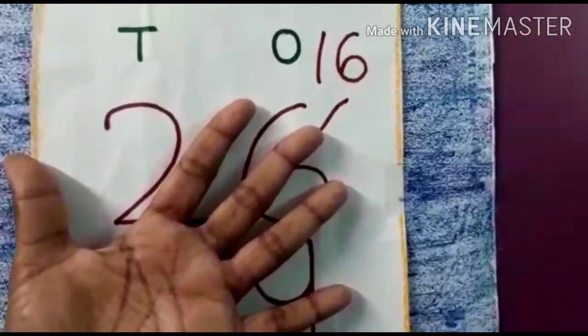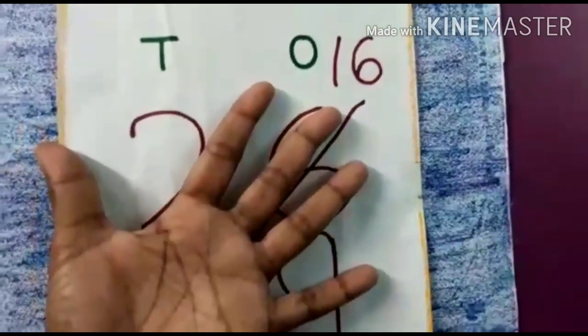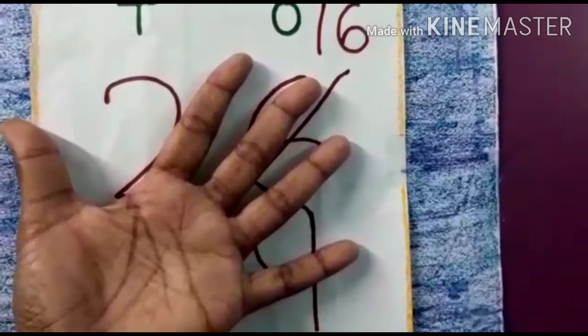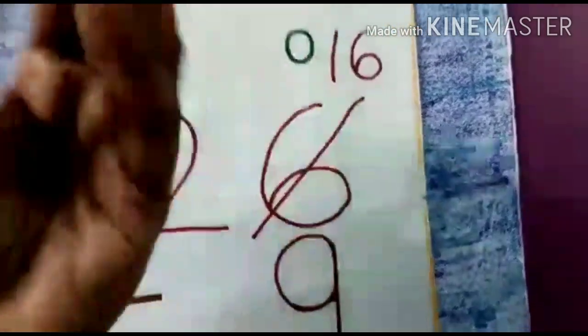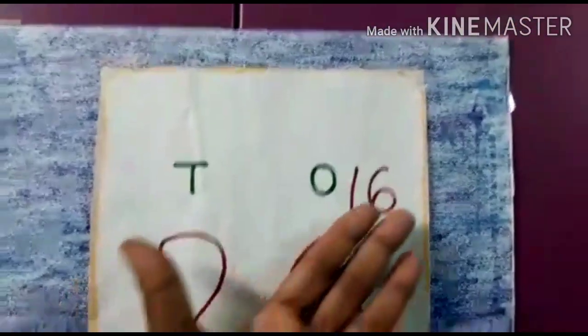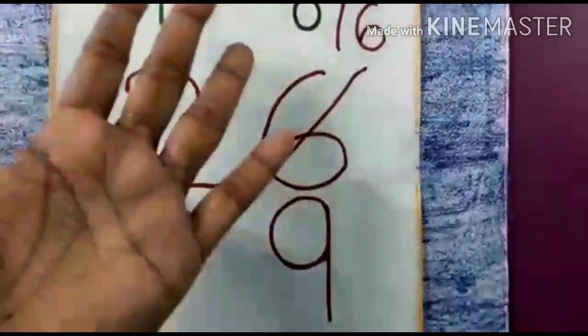For subtraction, meaning borrowing, you have to use your left hand, because with the right hand you will write. Okay, now let's start. We have here 16. From 16 you have to take away 9.